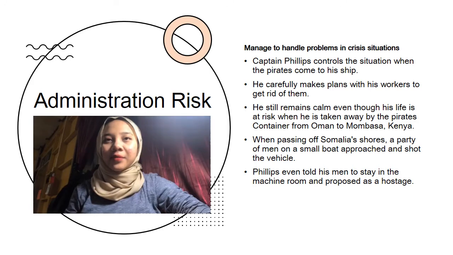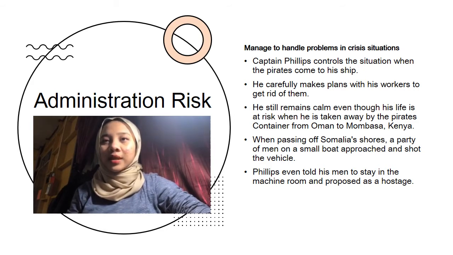Okay, under administration, Captain Phillip managed to handle a problem in a crisis situation. A container ship from Oman to Mombasa, Kenya, while passing off Somalia's shore, was approached by a party of men on a small boat who shot at the vehicle. The pirates, led by Abdulwali Musa, then stormed the ship cabin.